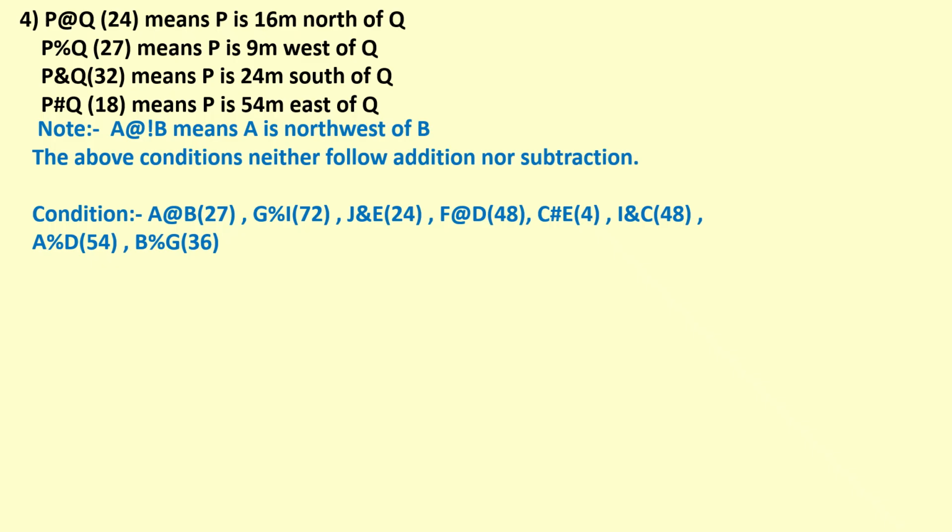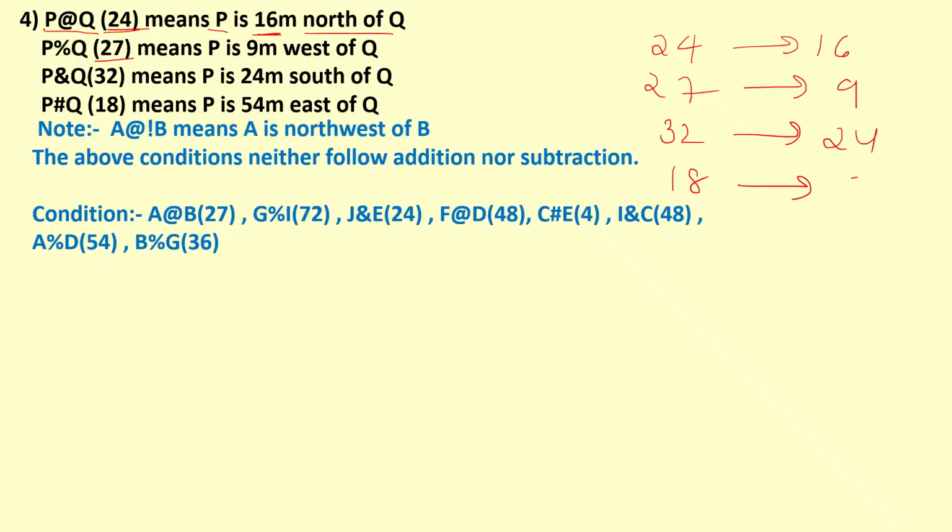So first you need to find this out. Like P at Q means P is north of Q. But from 24, 16 came. Correct? From 24 to 16. Then from 27 it is 9. Then from 32 to 24. Then from 18 to 54. So what is the logic here? That you need to find out. If you get this logic, then the same logic you will apply for all these numbers.